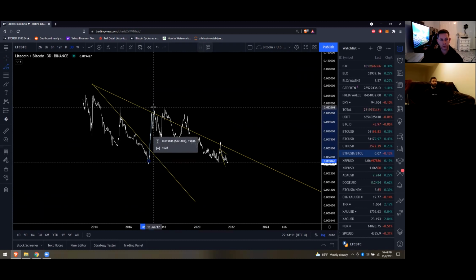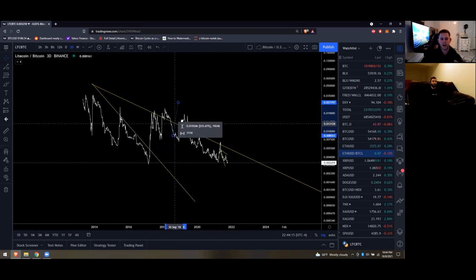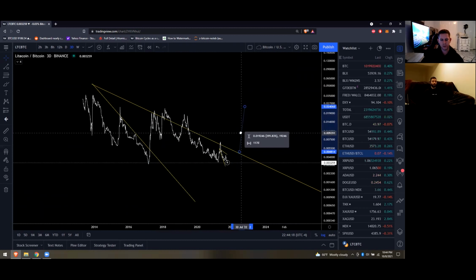And so if it were to break out, you're on a log chart. Usually your chart's all messed up. Yes, I am. Okay. That's why it looks totally different than mine. Like, what on earth is going on?